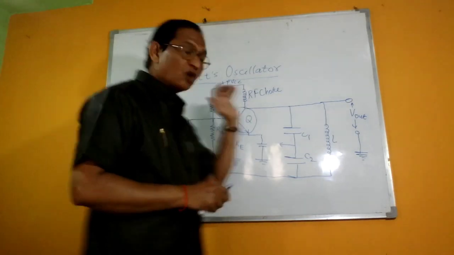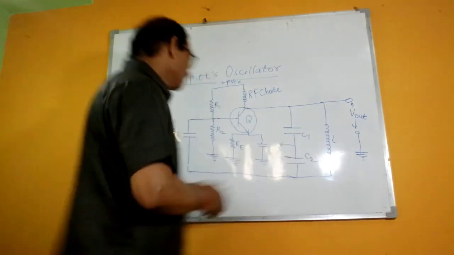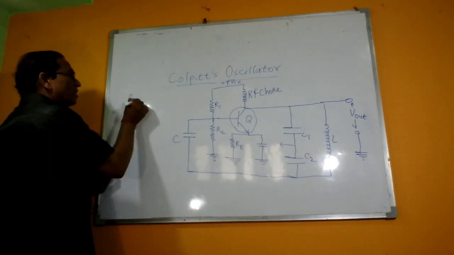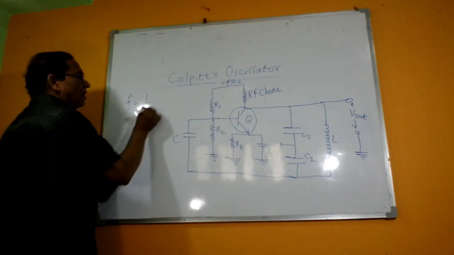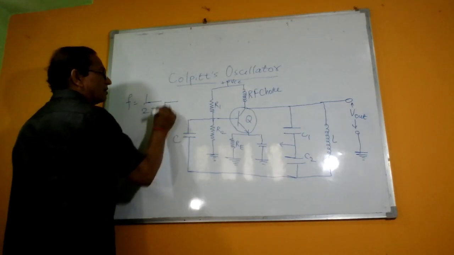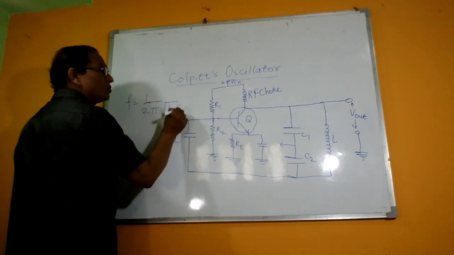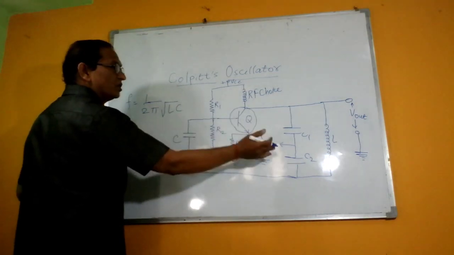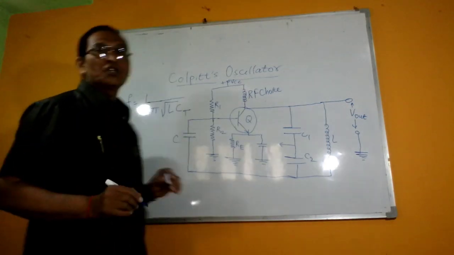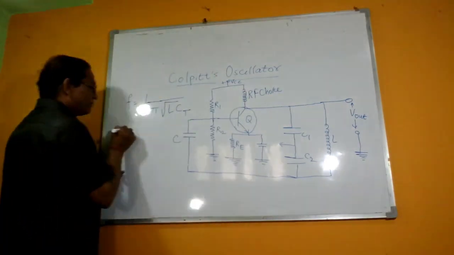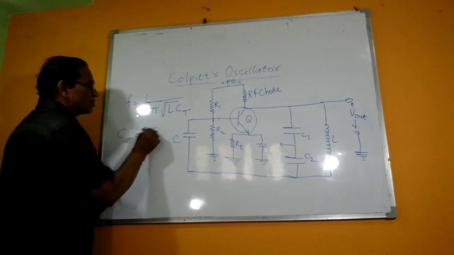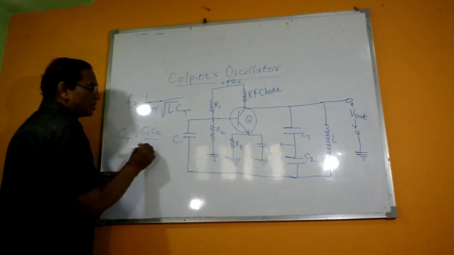So the frequency of the oscillations which are to be set up in this one is given by 1 upon 2 pi under root of L into C. C is made of C1 and C2, therefore we take the total capacitance, that is CT. This CT is given as C1 C2 divided by C1 plus C2.